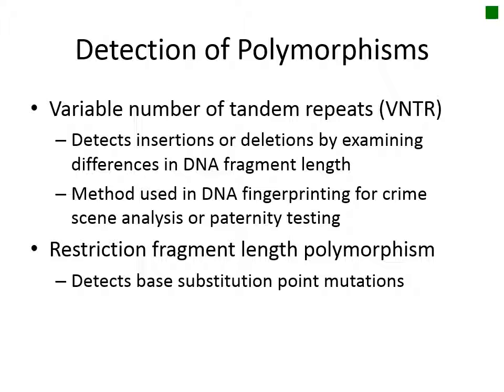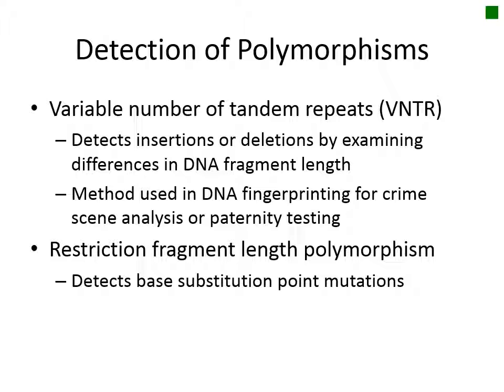Oftentimes it is beneficial to be able to tell the difference between the DNA found in two individuals, such as in testing of DNA at a crime scene. DNA sequencing, to look at the exact sequence of nucleotides, is too expensive, so instead people rely on a combination of other methods. Two in particular are called the variable number of tandem repeats, or VNTR, and restriction fragment length polymorphisms, or RFLP.